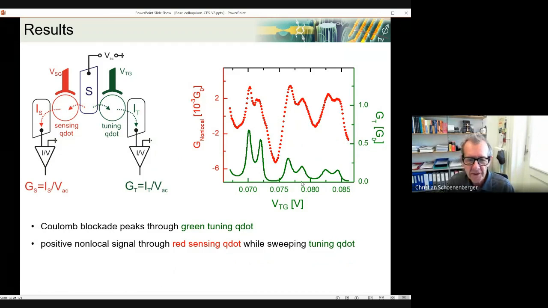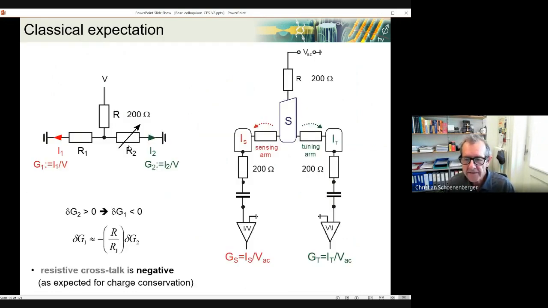It's easy: we put a magnetic field and switch off the superconductor, and then we can look at what happens in the normal state. And this positive correlation should disappear. And here's a simple explanation.